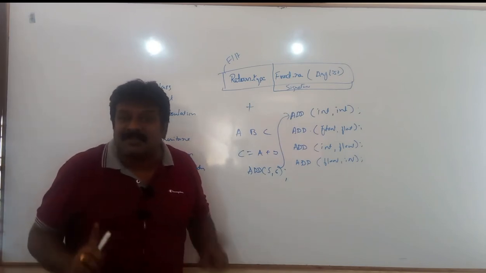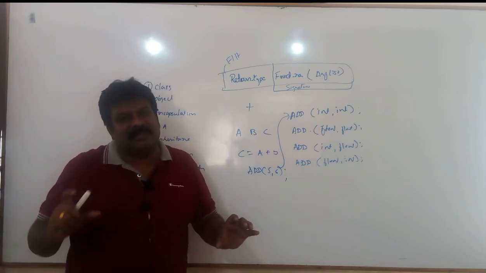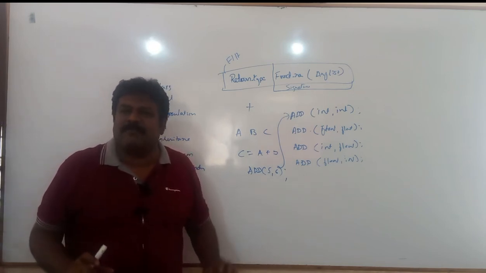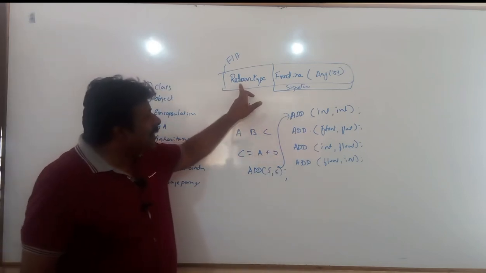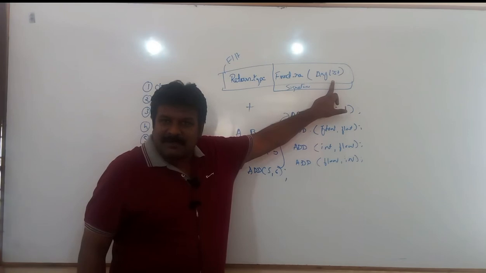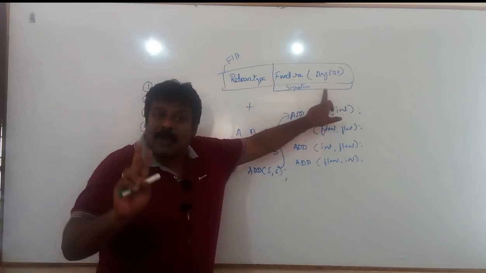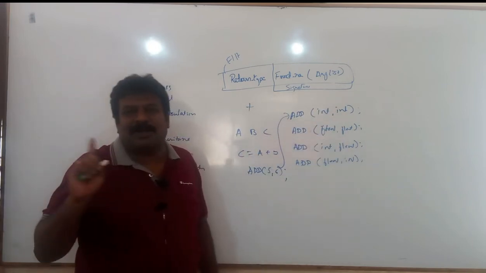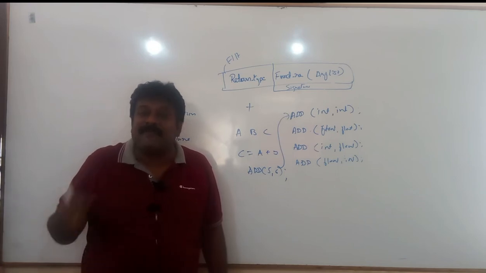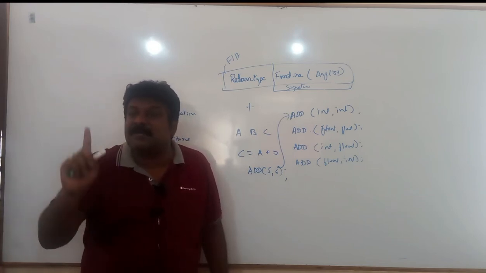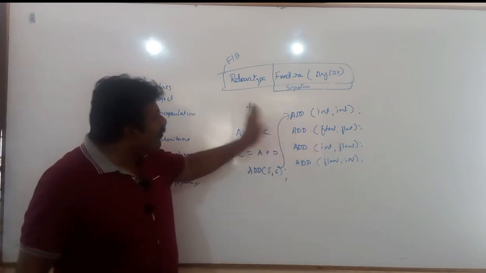Please try to understand the difference between the function header and the signature. Function header includes return type, function name and argument list. But the signature is only the function name and argument list. So that's why when you are overloading the function, the signature must be different. We will be learning more about that in the coming session. So now let's come back.